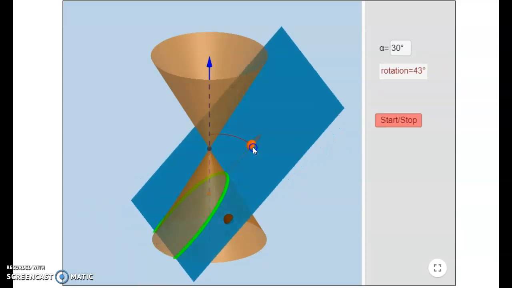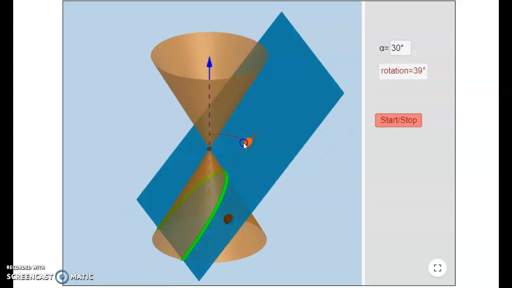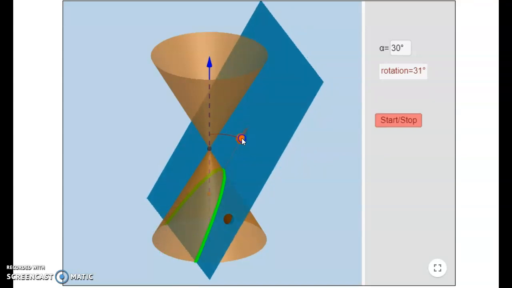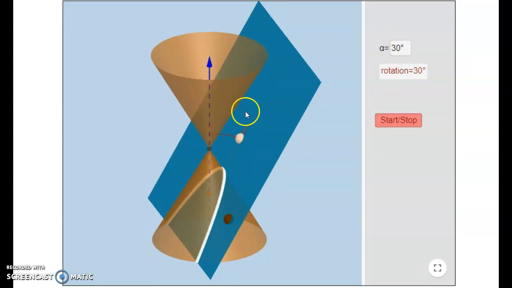Now this next one's going to be very hard to hit. When our rotation hits the exact same angle as the angle of the side here, so once our plane is parallel to the side of the cone, we get a parabola. And in theory it would mark it red if I get it exact. There we go.